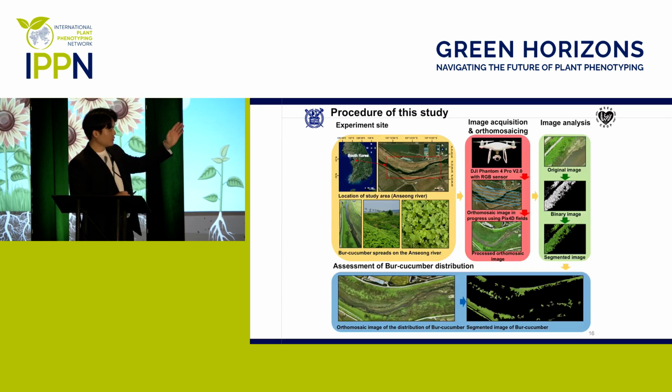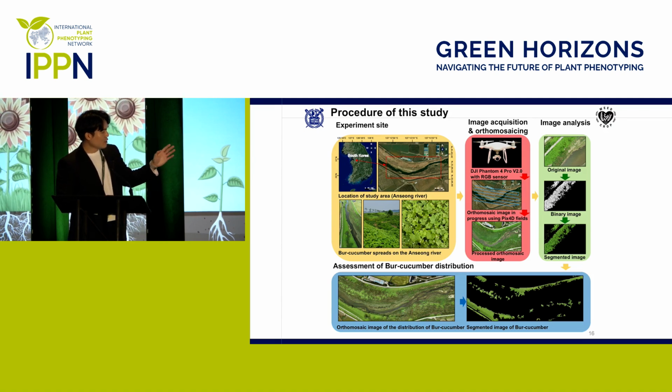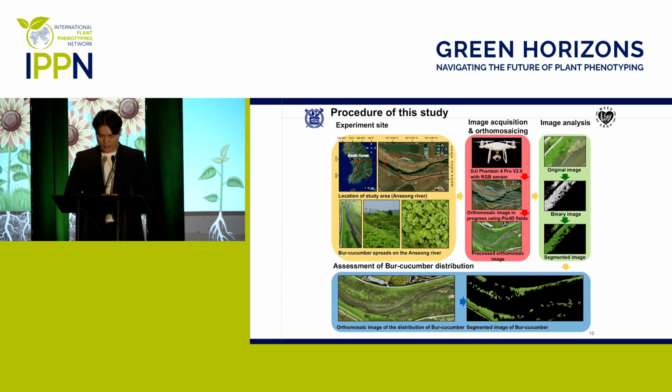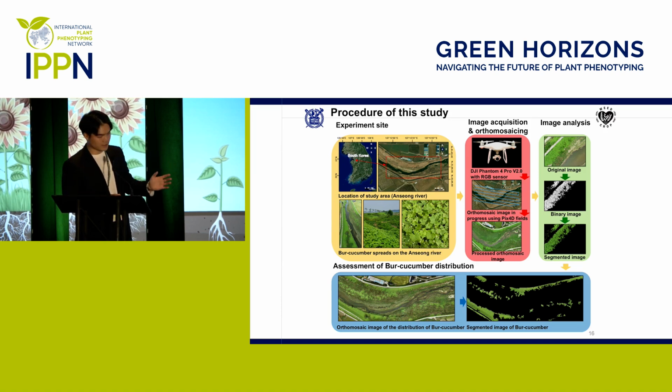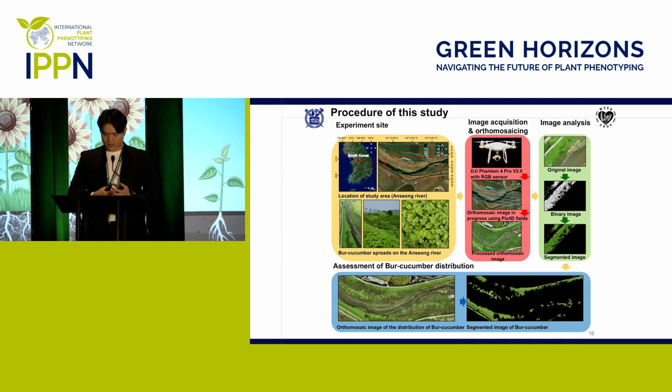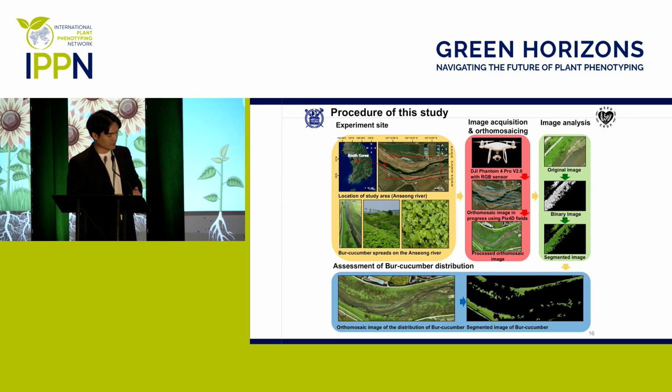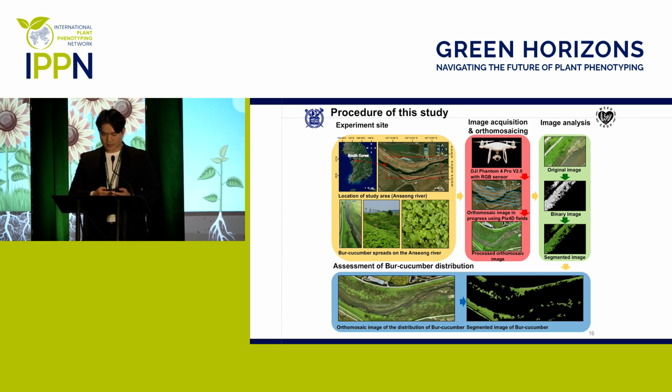We selected the experimental site along the Anseong River in Korea, and using a DJI Phantom Pro, we captured high resolution images and mosaicked them together using Pix4D software, and then, in processing, we analyzed the images to identify and segment the area covered by the cucumber.